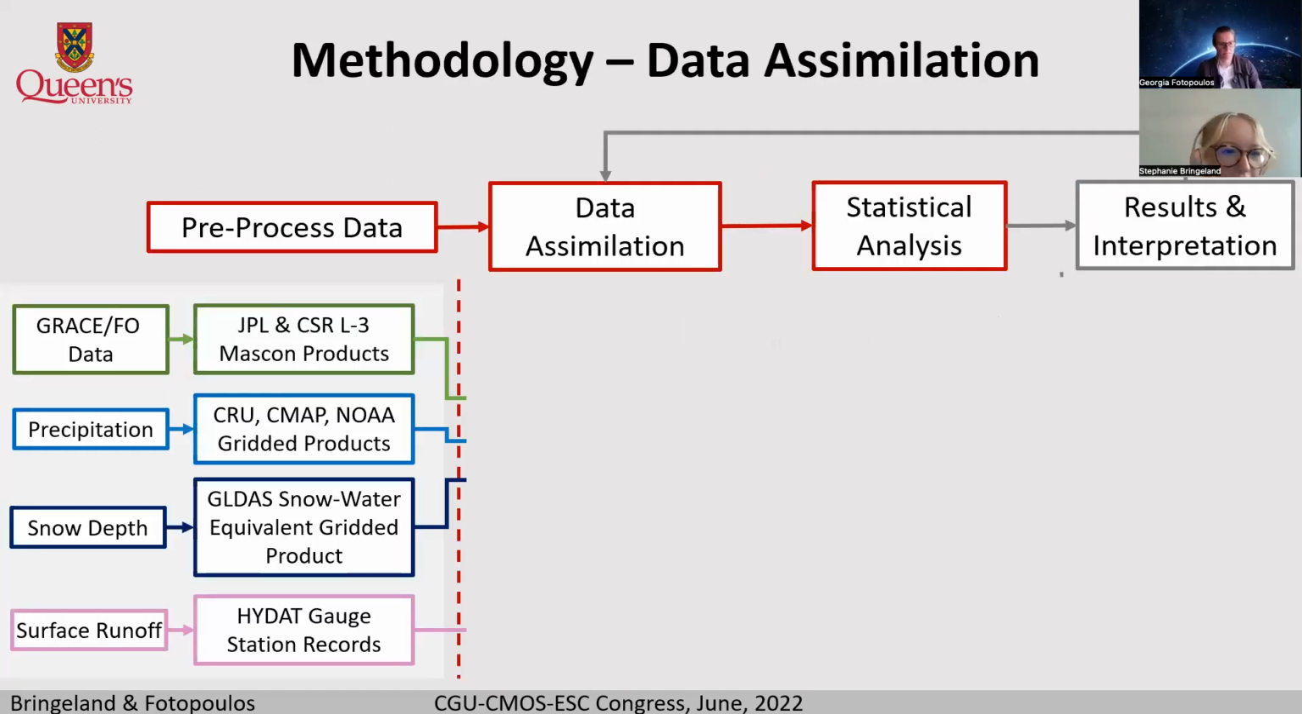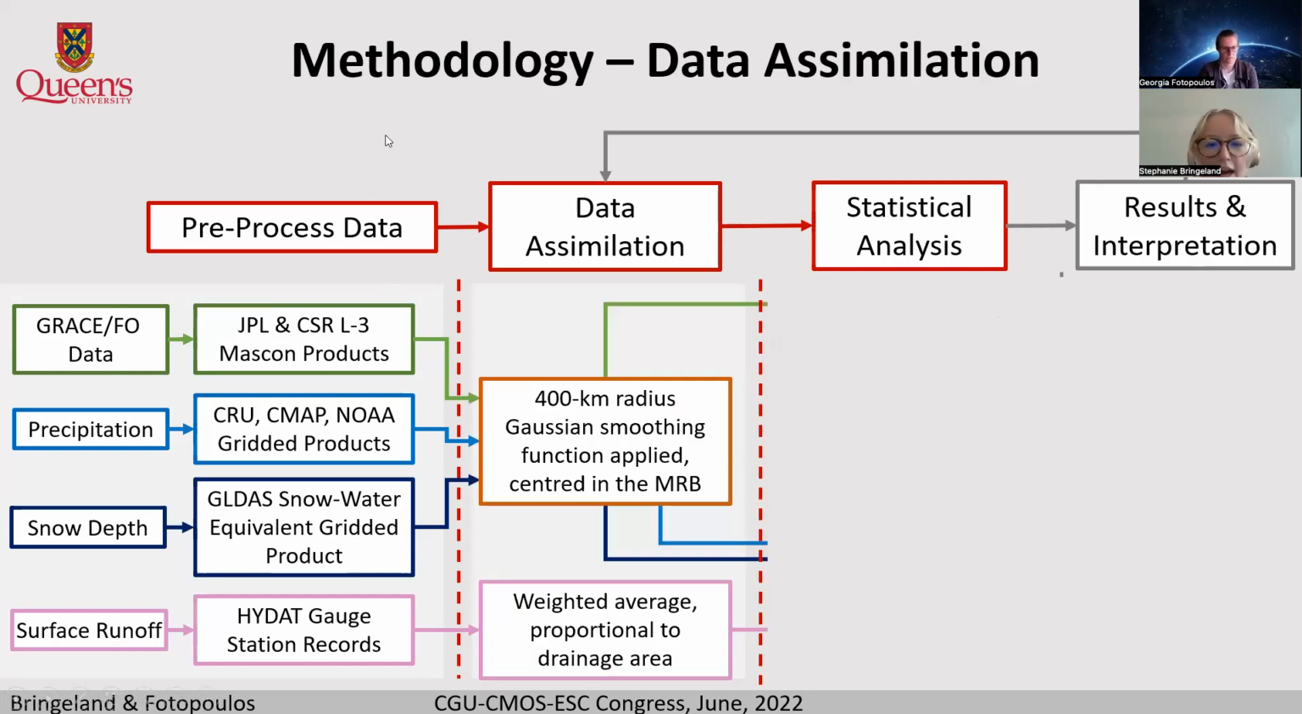Going over the methodology, so the data, again, I touched on the GRACE data already, but for precipitation, I'm using the CRU, CMAP, and NOAA gridded products. Snow depth using the Geodesy snow water equivalent gridded product, and for surface runoff using gauge station records from the hydrological database. Then I'm applying a 400-kilometer radius Gaussian smoothing function, and that's in order to reduce spatial leakage into the basin from other basins and from the ocean as well.